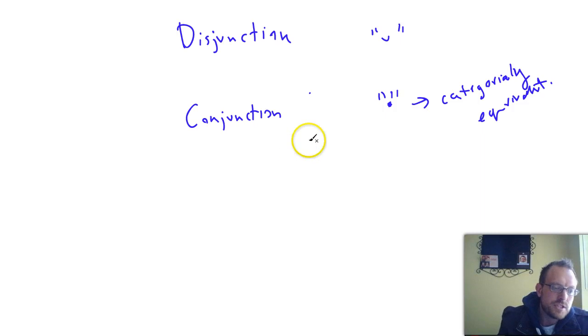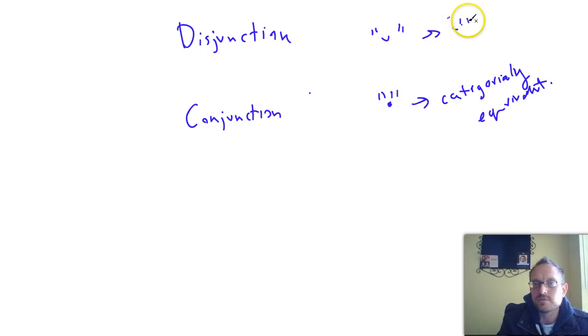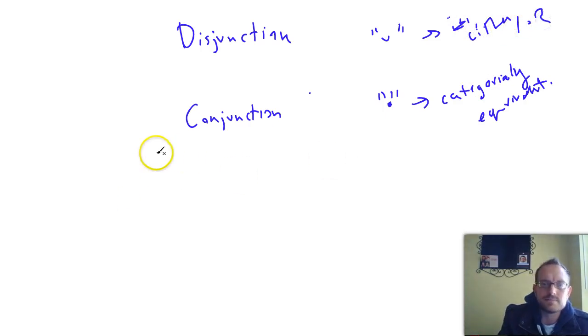But what about the disjunction? Of course, the disjunction means that something may or may not be the case. So let me give you an example here. This is an either or. It's either categorically equivalent or it's not. Sorry about that, all of a sudden my computer is wigging out on me. Okay, it means either or, right? Not equivalent. So what are we going to do here?